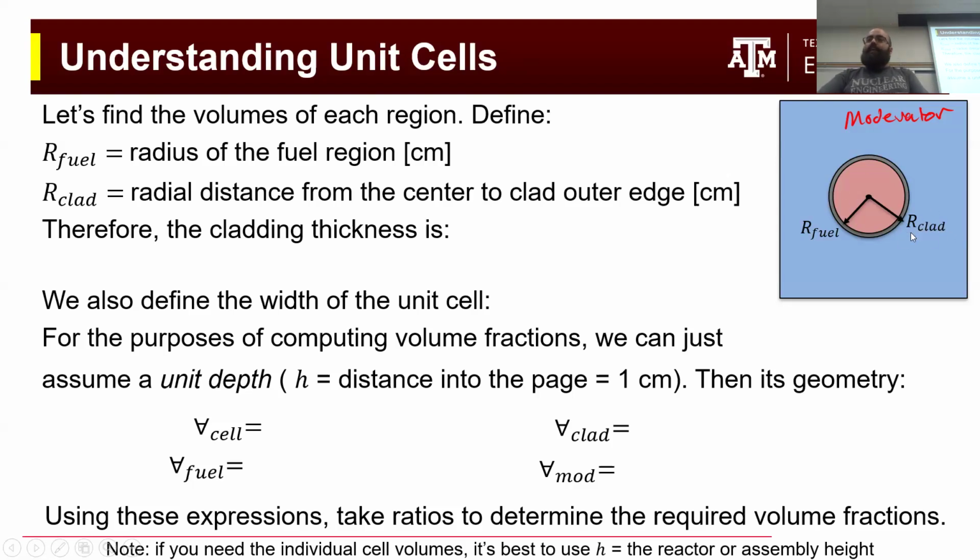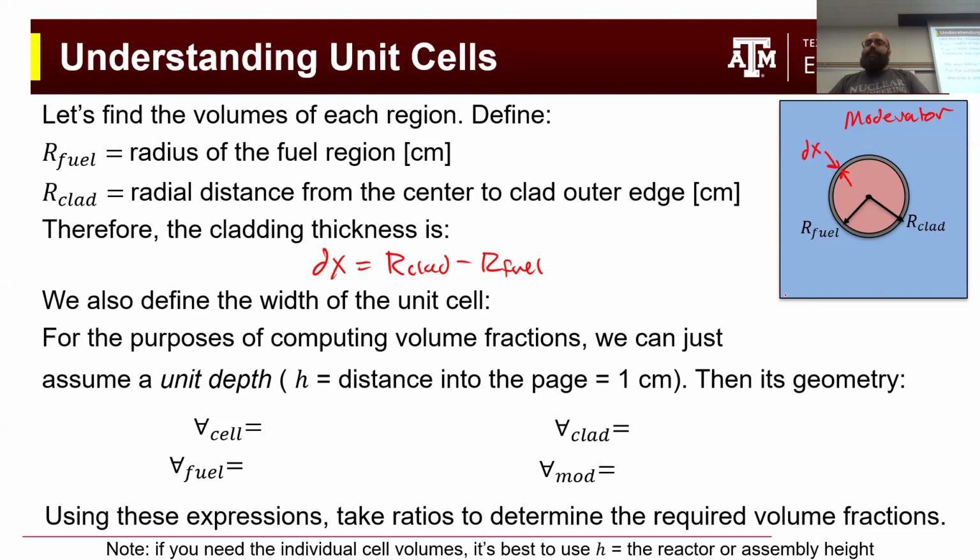If this is the radius of the clad and this is the radius of the fuel, then what would be the little thickness? If I call that little thickness just a dx, what would that thickness be based on the fuel and the clad radius? Perfect, right? It's clad minus fuel. And that would be helpful to know if you wanted to find the volume of that clad. It's not just the full circle, but it's the difference between this big circle and this smaller circle inside it.